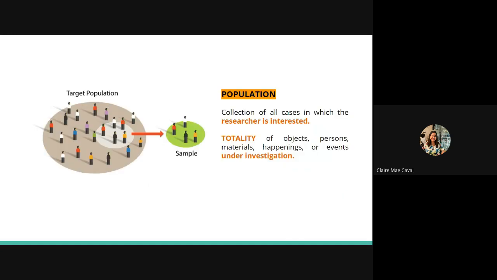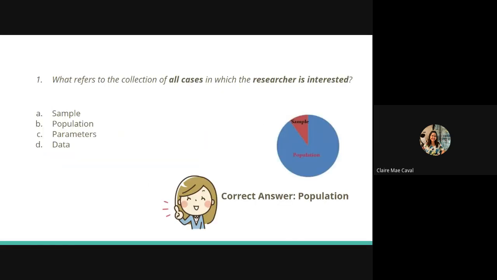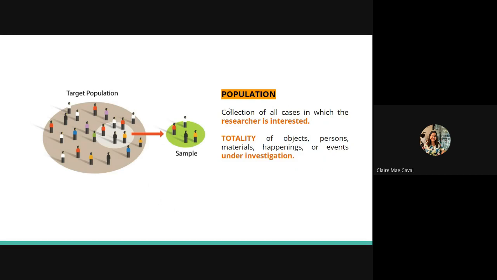So, what is population class and what is a sample? Population refers to the collection of all cases in which the researcher is interested, meaning it is the subject of interest for investigation. So in this picture here, this is the whole population, and this area here taken is the sample. Again, population is the totality of objects, persons, materials, happenings, or events under investigation.